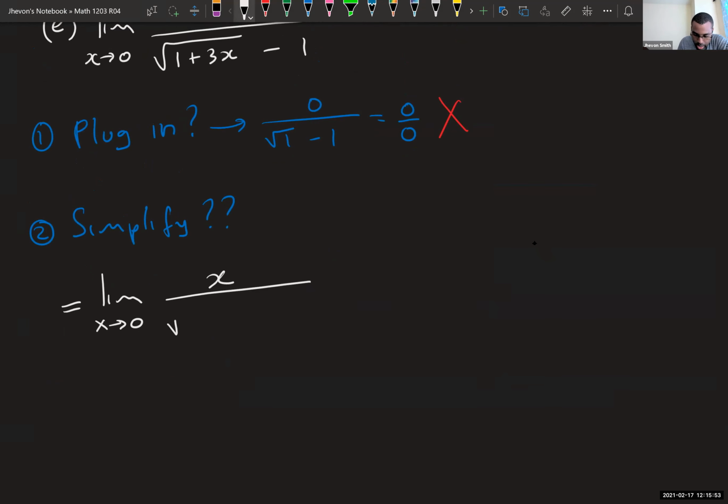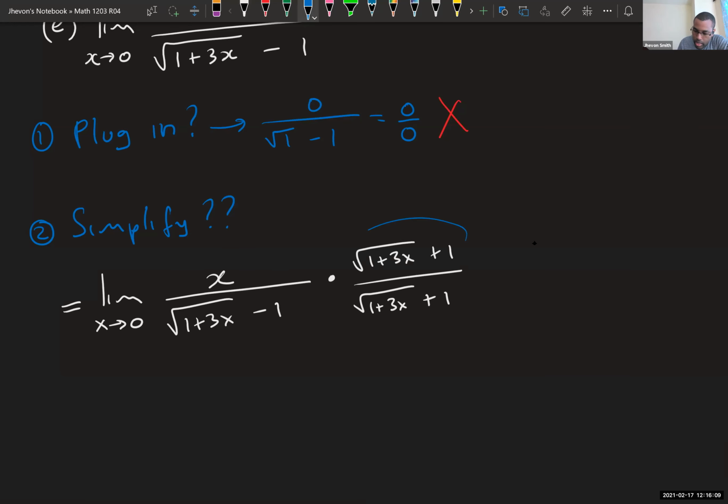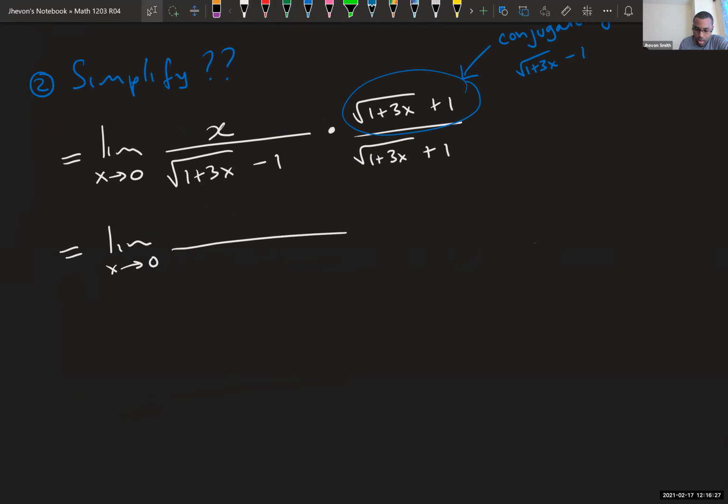I know to simplify this, I would need to pull out the conjugate. So this guy here is the so-called conjugate of radical 1 plus 3x minus 1. When I multiply and divide by the conjugate, I get difference of squares in the denominator automatically.